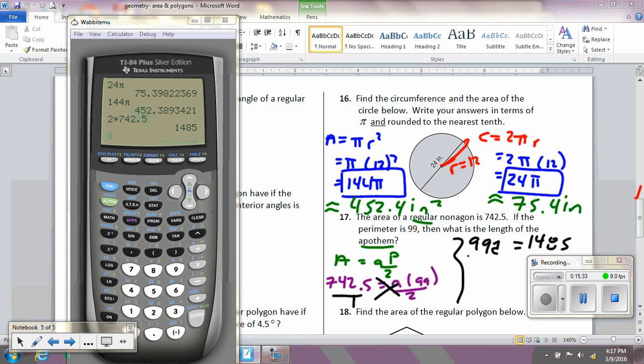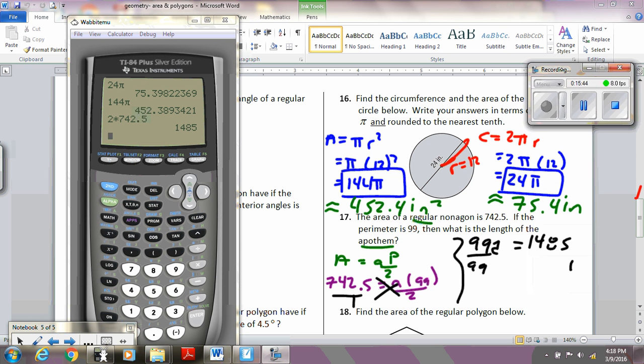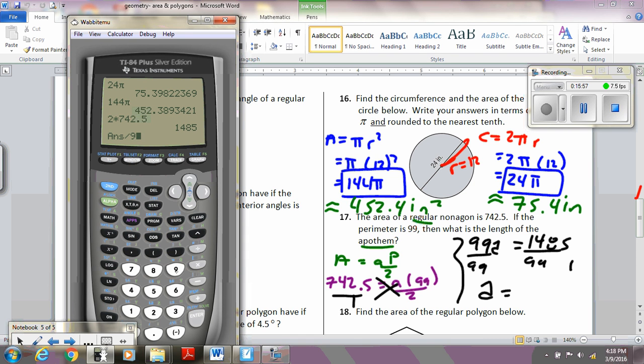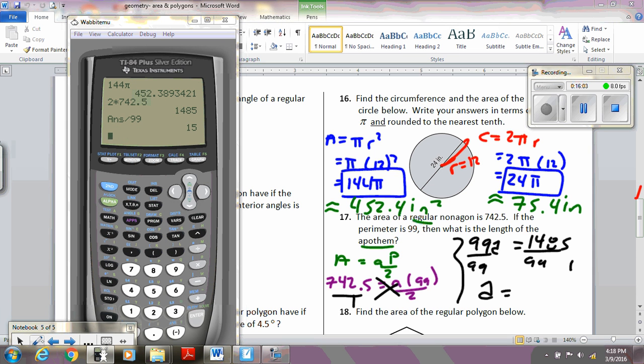And then I have to divide both sides by 99 to get a by itself. So divide this answer by 99. And we get 15 for our apothem. Our apothem is 15 units, since there are no provided units.